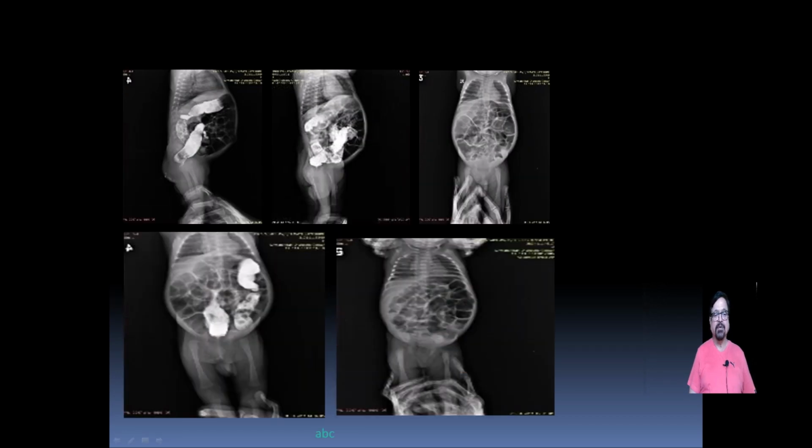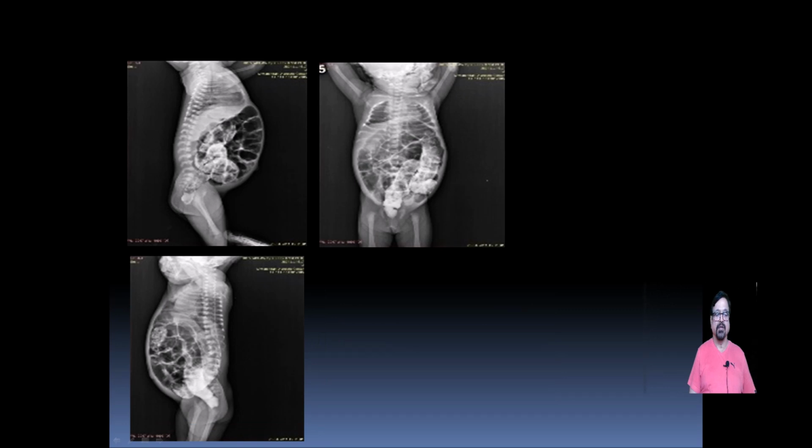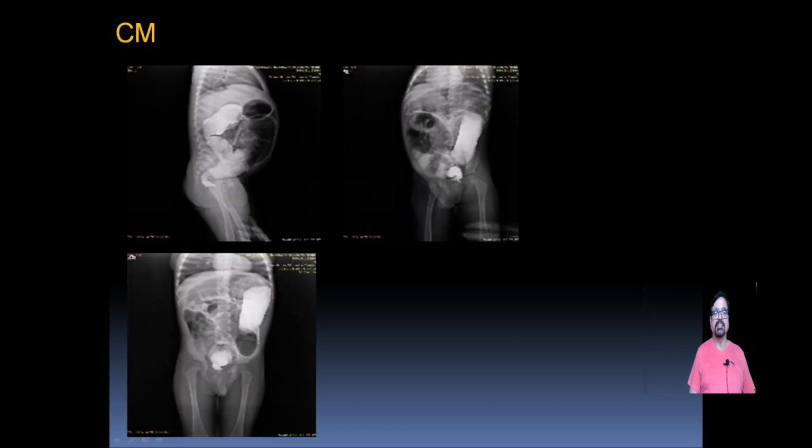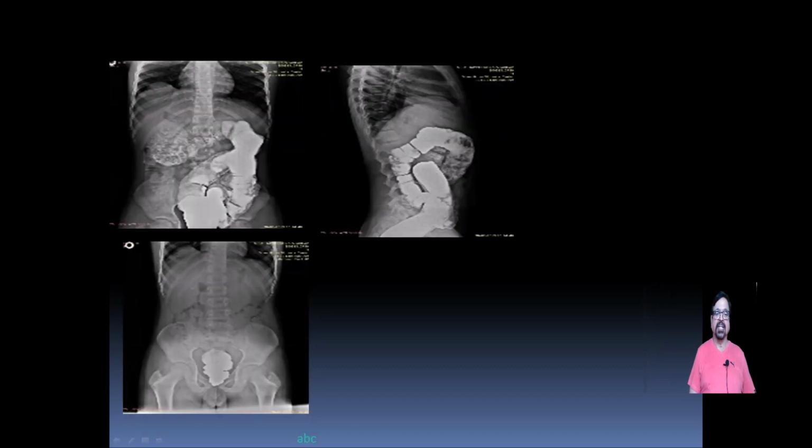Right from the plain X-ray, you can see the diagnostic features of congenital megacolon. Different cases, different varieties. Pathology is the same, that is the anorectal junction. Some varieties may differ. Again, another case of congenital megacolon where we are seeing a dilated colon and a narrow aganglionic segment, which is also called the zone of transition.